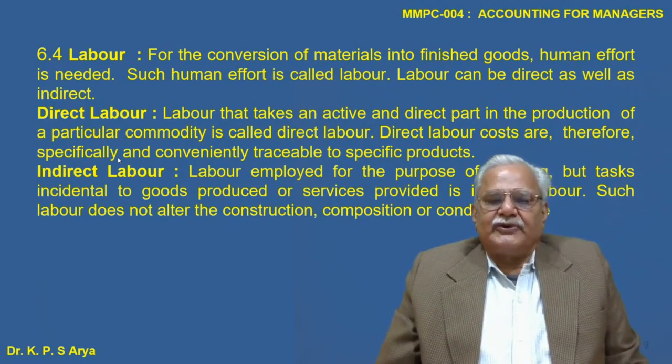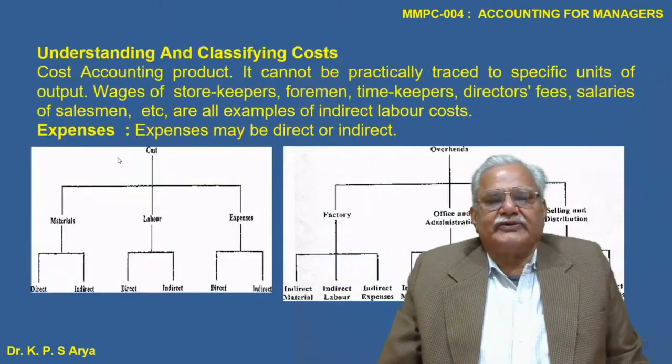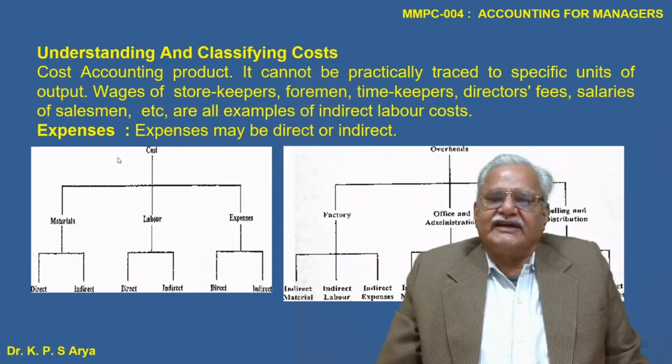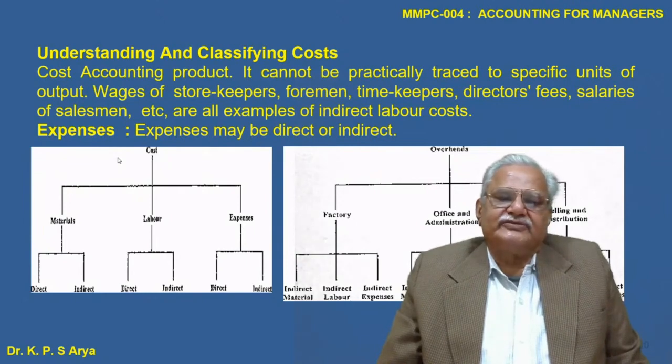Indirect labor is employed for carrying out tasks incidental to the production or services provided. Such labor does not alter the construction, composition, and condition of the product. It cannot practically be traced to specific units. Wages of storekeeper, foreman, timekeepers, directors' fees, and salaries of salesmen, etc. are examples of indirect labor.